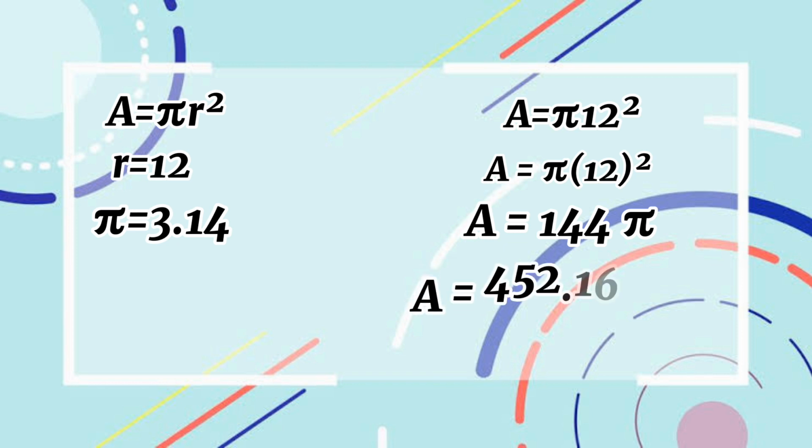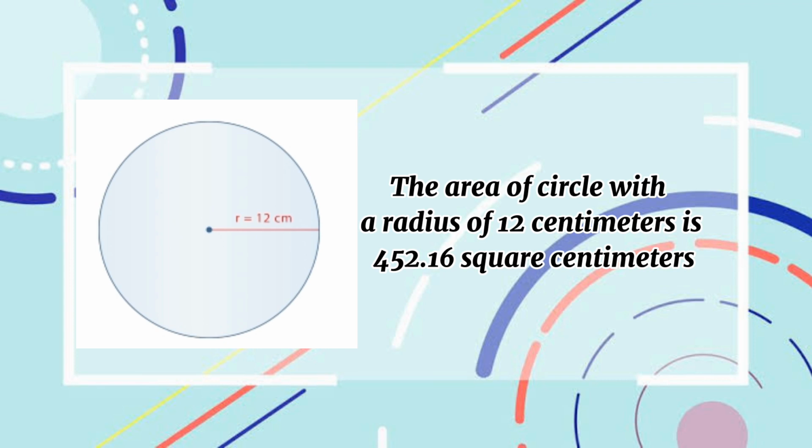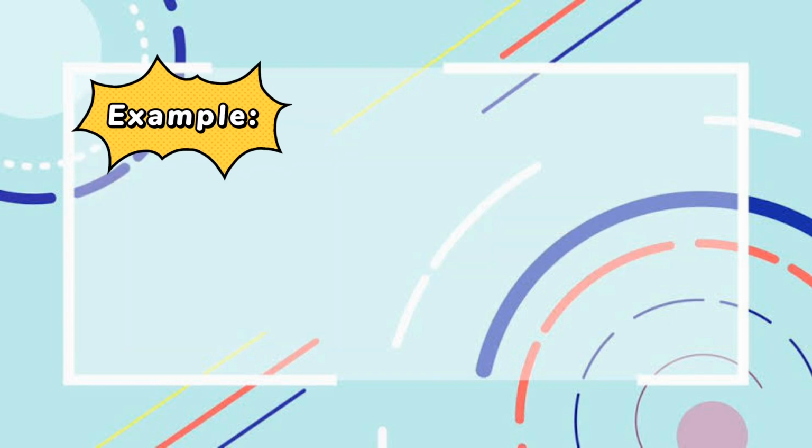So, the area is equal to 452.16 square centimeters. Remember that squaring a number is the same as multiplying by itself. So the area of a circle with a radius of 12 centimeters is 452.16 square centimeters. Let's have another example.